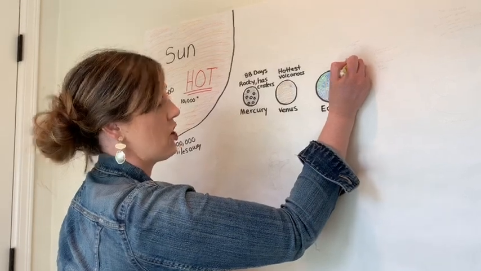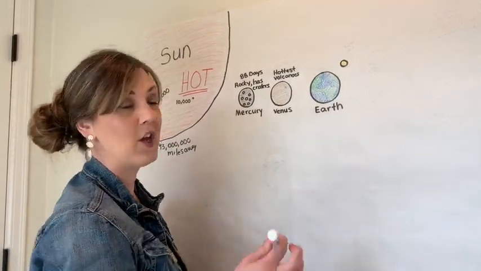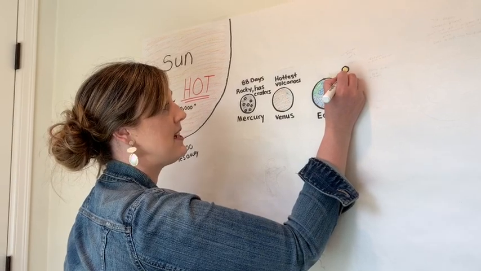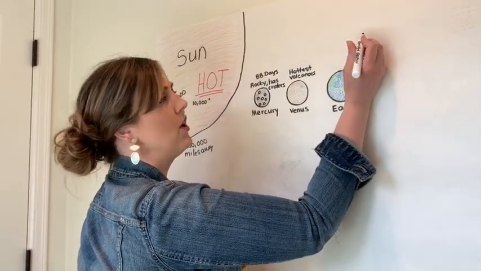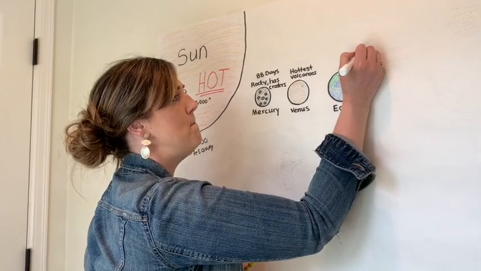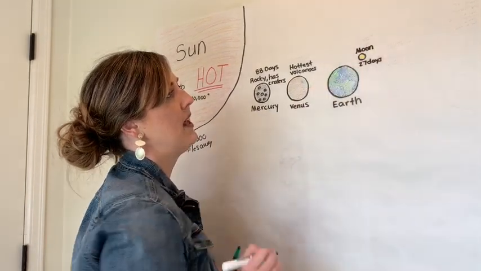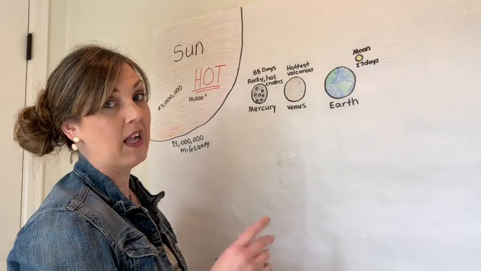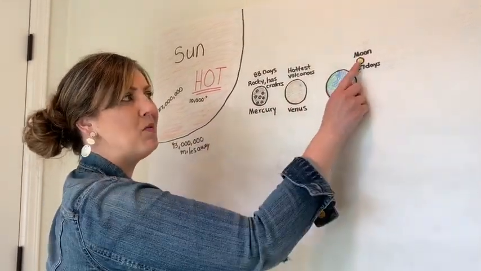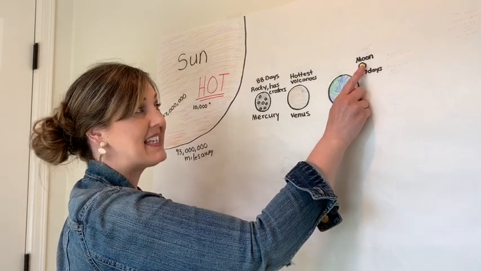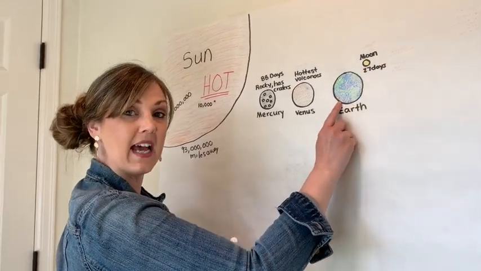The moon orbits the Earth, and it goes around the Earth every 27 days. I better label the moon here. Moon. The moon is what we call a satellite, meaning that it's going around us. And the moon is super important because it controls the ocean tides.